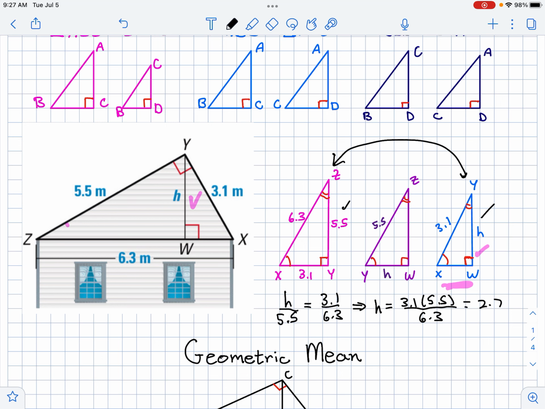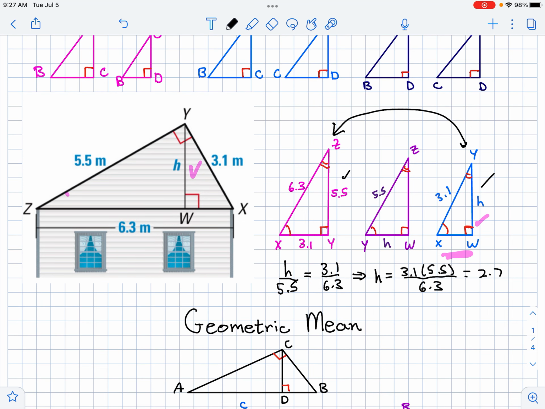Now notice another alternative approach could be this. We could say H is to 3.1, see, using these two triangles now, as 5.5 is to 6.3. And notice if I work that out, I get H is equal to 5.5 times 3.1 over 6.3, which is exactly what I did up here. So I'd get the same result.